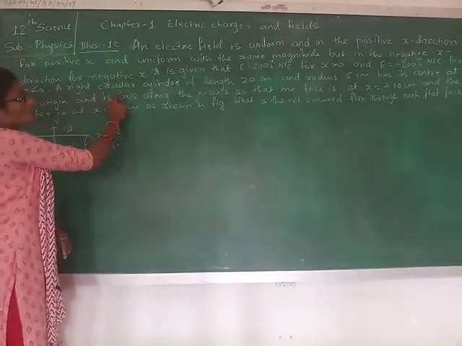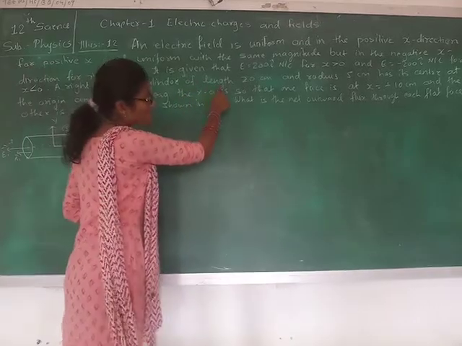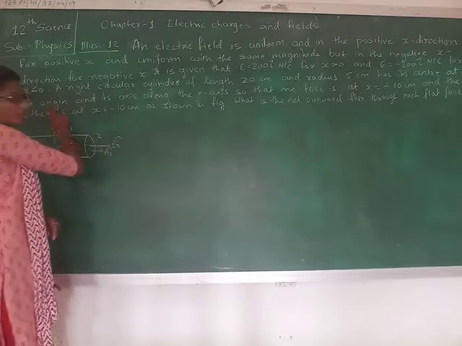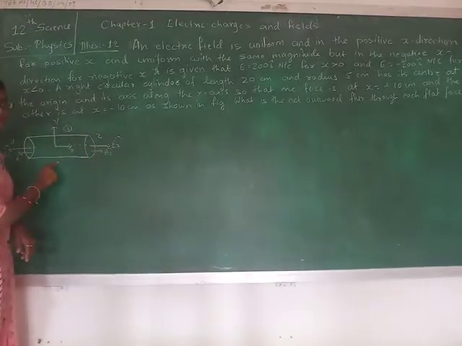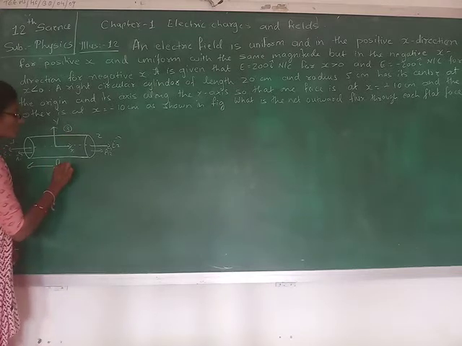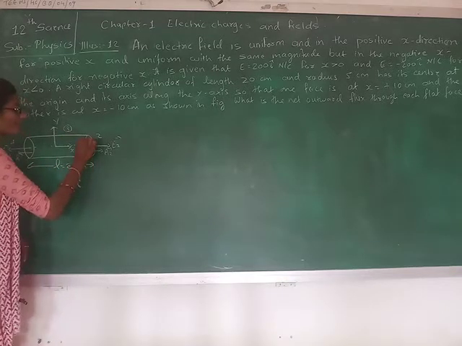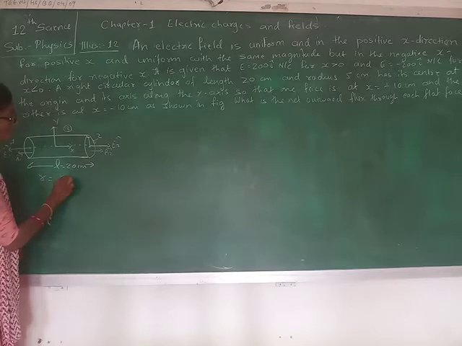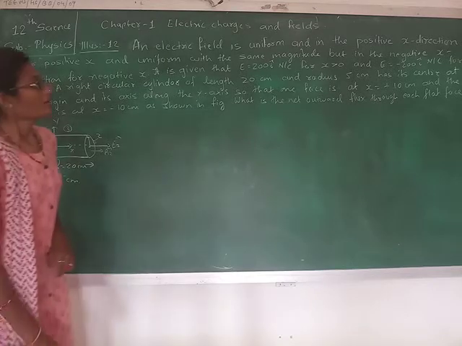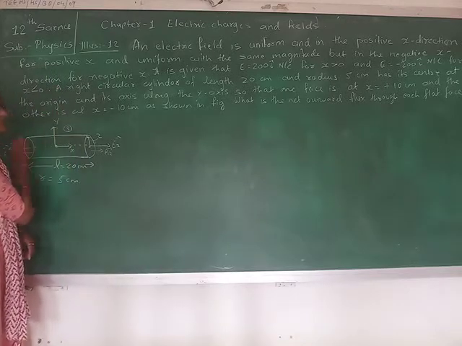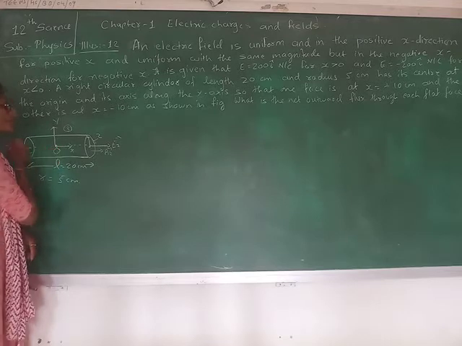A right circular cylinder of length 20 cm and radius 5 cm has its center at the origin. That means here you can see the figure. We are having a cylinder whose length is 20 cm and the radius, let us denote by R, is 5 cm, and it has its center at the origin.